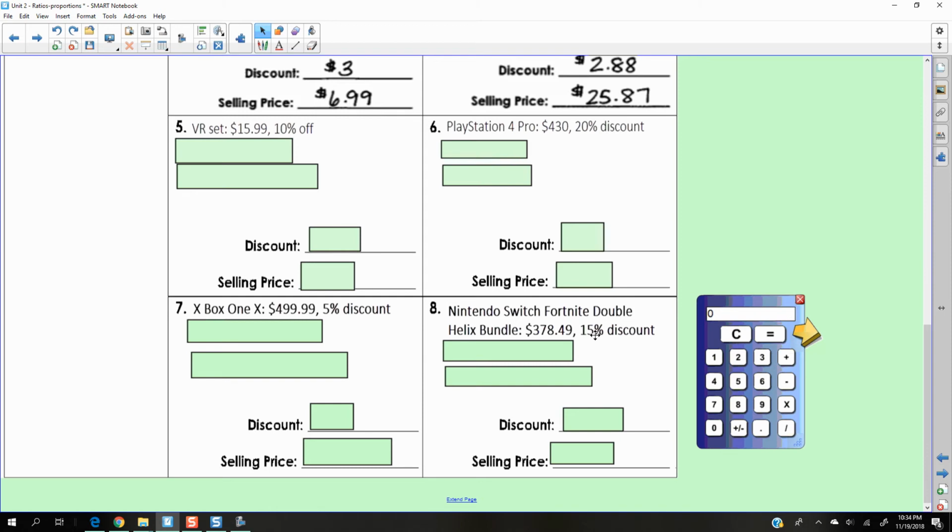Figure out the 10%, and then cut it in half and add that half. You can do this all without even really using a calculator. But if you want to use your calculator, go ahead and do that.